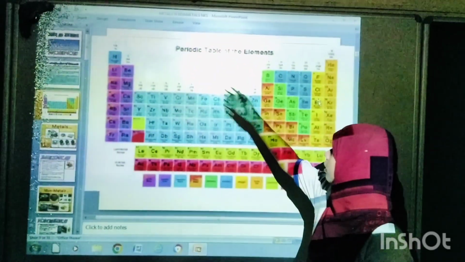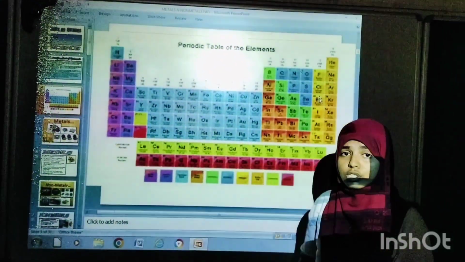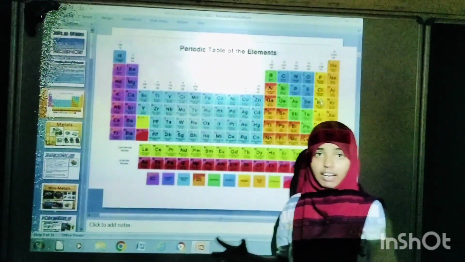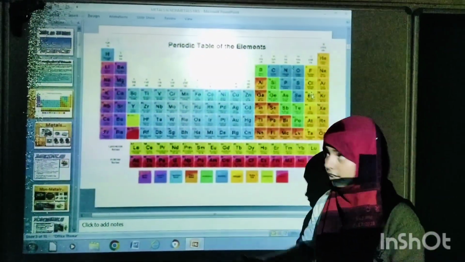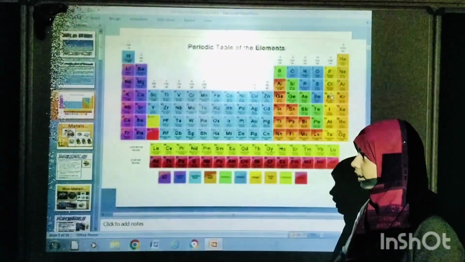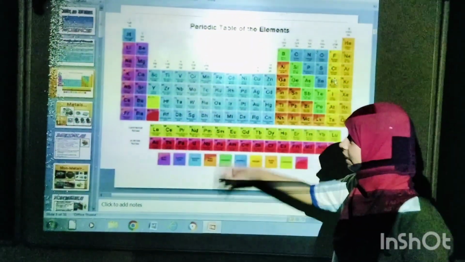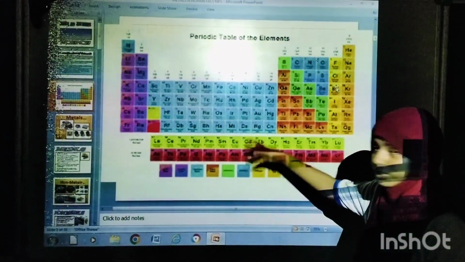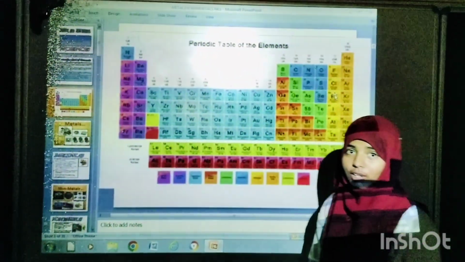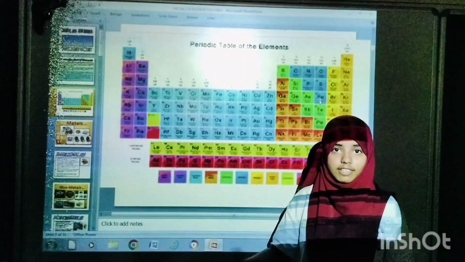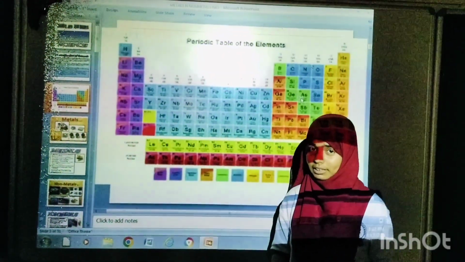This is the periodic table of the elements. As I said, scientists divided the elements into groups and periods. That is known as the periodic table. Examples are helium, lithium, beryllium, etc. In this, they are divided into groups, you can see. Thank you. My friend Afsa will explain to you about metals and non-metals.